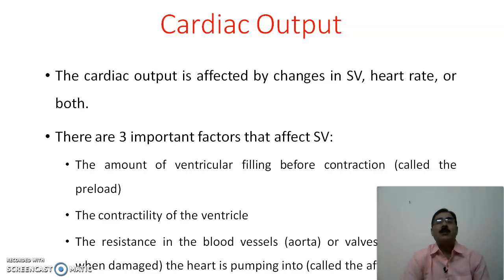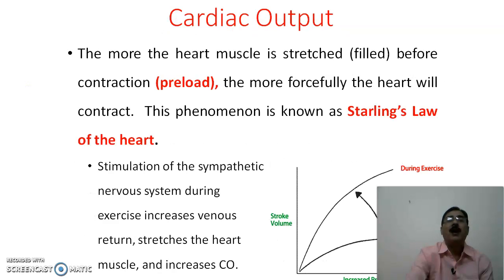Now the cardiac output is affected by changes in the stroke volume, by the heart rate, or by both. There are 3 important factors that affect the stroke volume. 1. The amount of ventricular filling before the contraction, that is called the preload. Then the contractility of the ventricle. Third, the resistance of the blood vessels, that is the aorta, against which the heart is pumping the blood, that is the afterload. So preload, contractility, and afterload, all these affect the cardiac output.